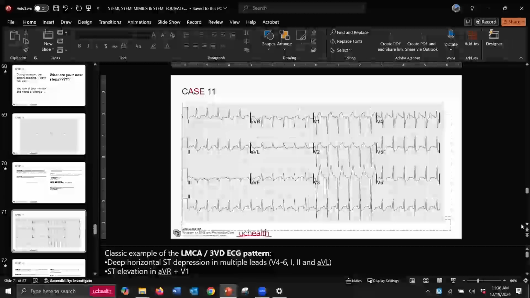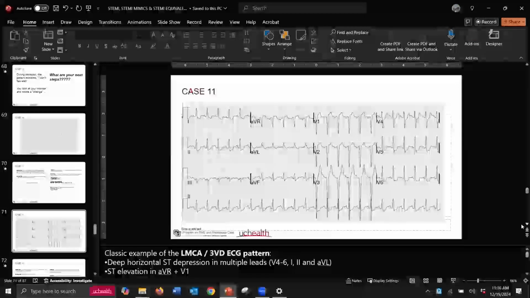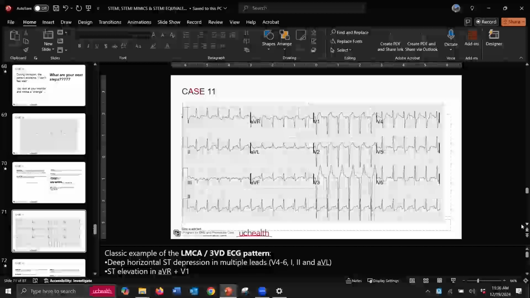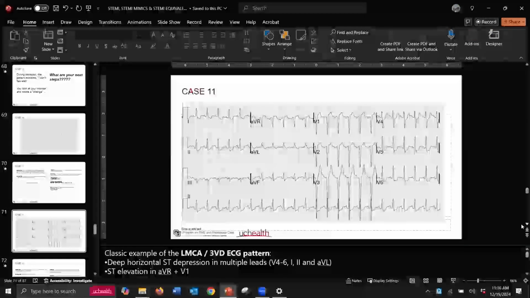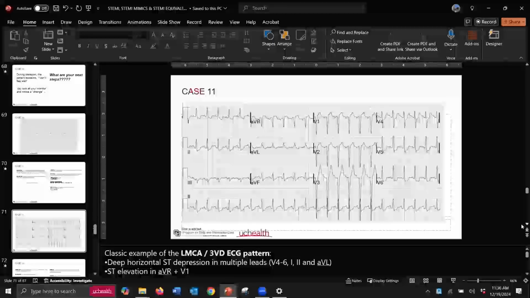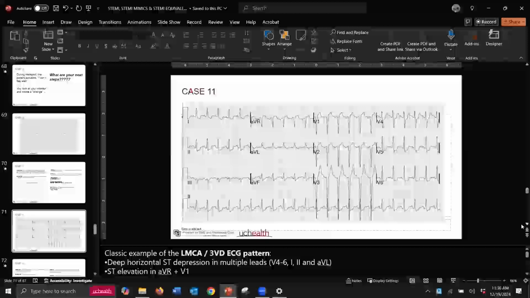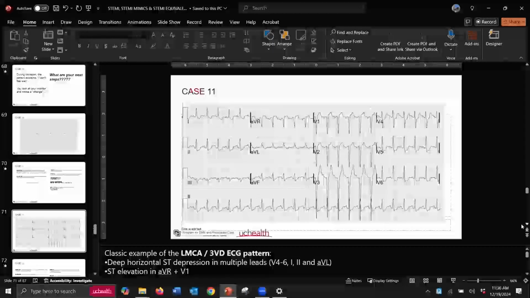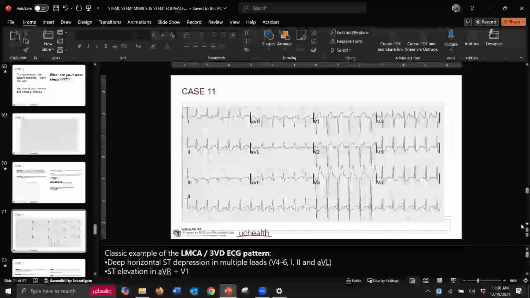STEMI, STEMI equivalent or STEMI imposter? Why? Everything's elevated. You're absolutely right. Look at aVR. Go back to that slide. Is there ST elevation in aVR? Yeah. Next thing we look for is what? Depression in V5 and V6, and you got it.